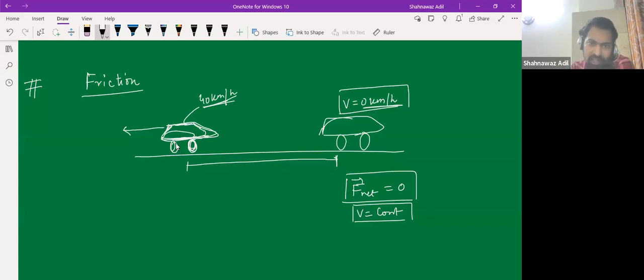So these tires are touching the surface of this object, and due to the roughness of this road, this road is opposing the motion of this car in this direction, and that force is called friction. So friction is an opposing force which opposes the motion of the object whenever they are in contact. Whenever their surfaces are in contact, they will experience some opposite force.